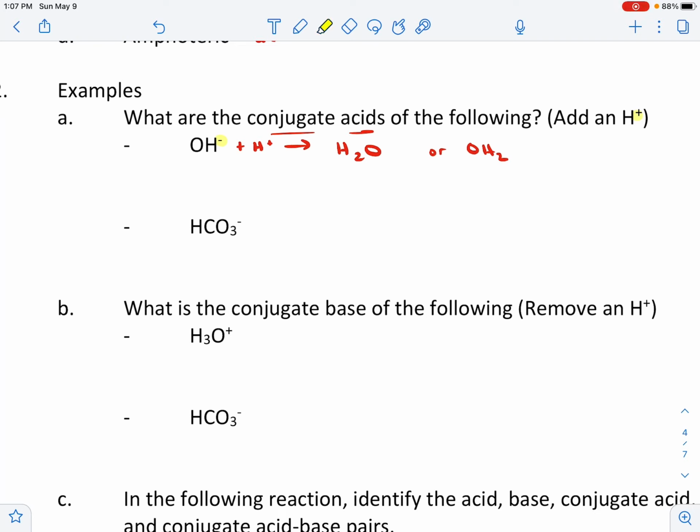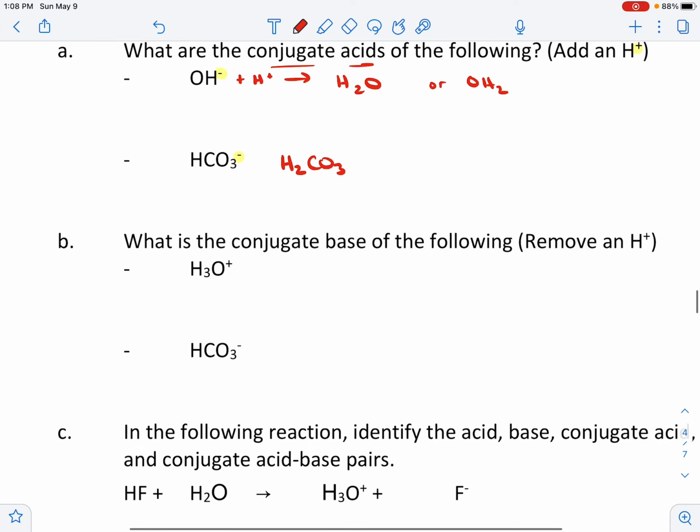So again, let's take a little peek here. HCO3 with a minus, and we're going to add an H plus to this. So now we're going to have 2 H's because we added another H, and then we're going to have CO3, and that plus and minus added together to become neutral. Awesome. Okay, so let's keep rolling.